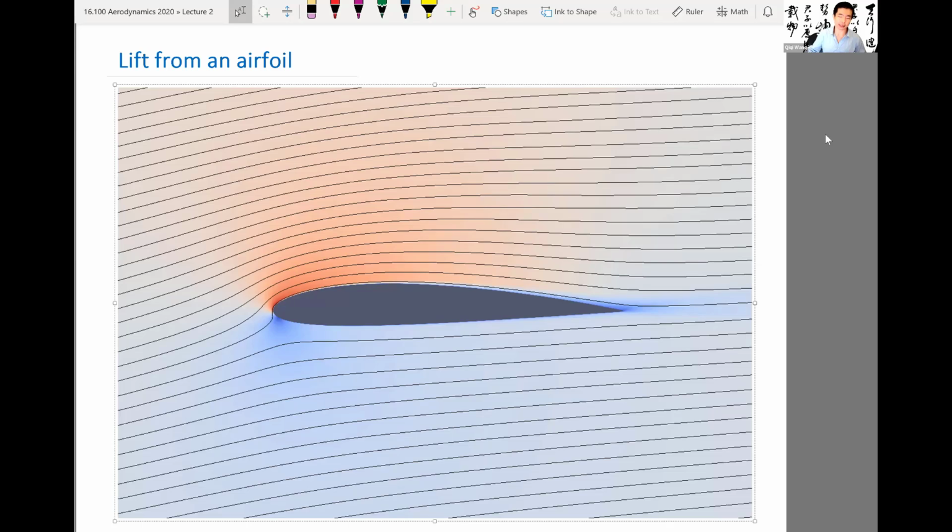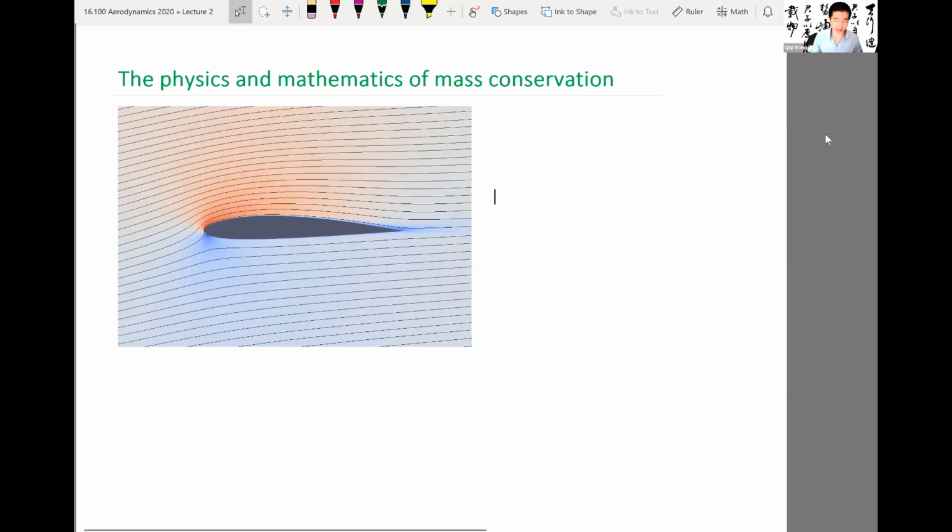So that is Newton's second law, F equal to ma, right? So F equal to ma really generalizes in the fluid dynamics context through some mathematical transformation into the conservation of momentum. If we know the velocity field and we have the conservation of momentum, then we know what the pressure distribution is in the flow field. So let's start the analysis by looking at the physics and mathematics of mass conservation.